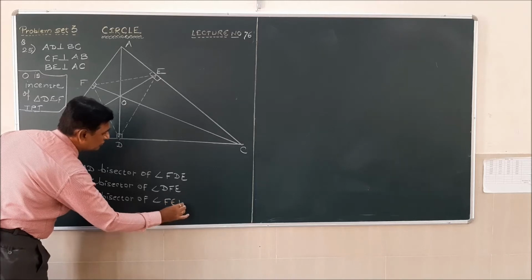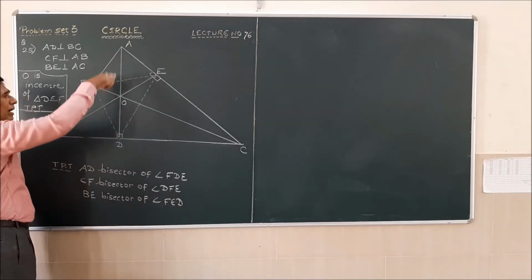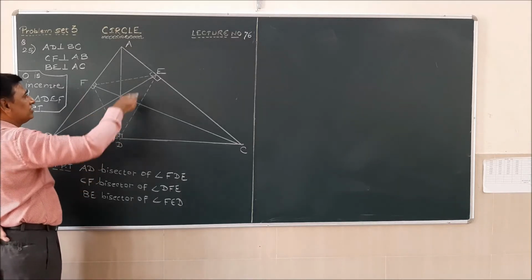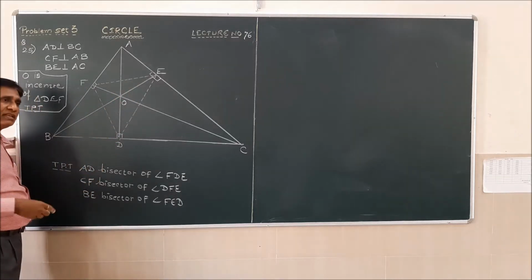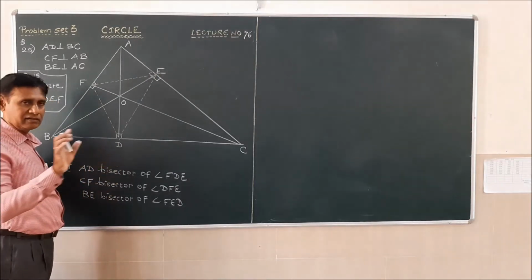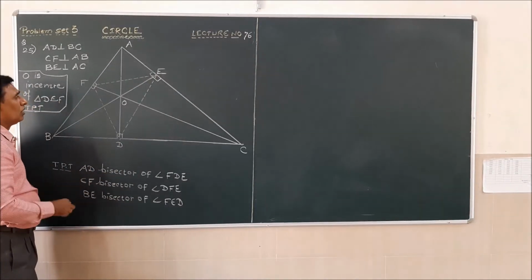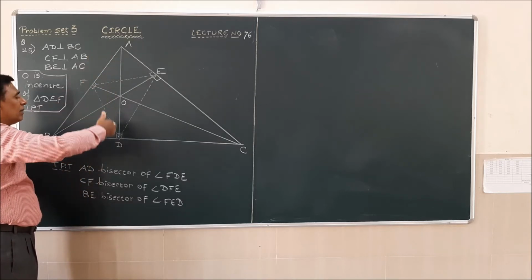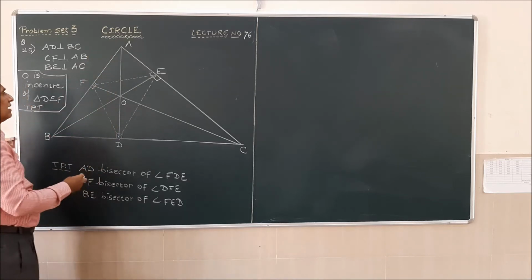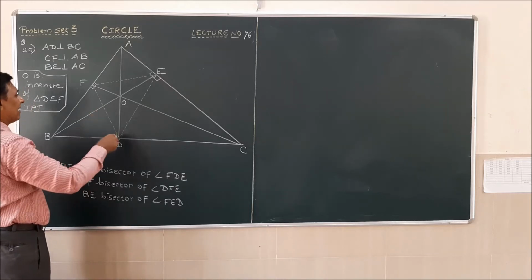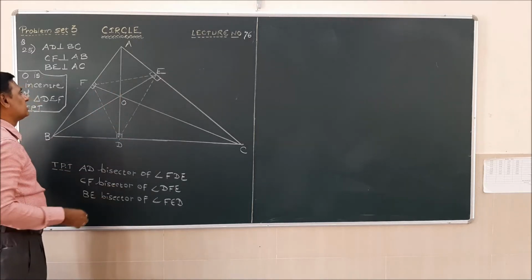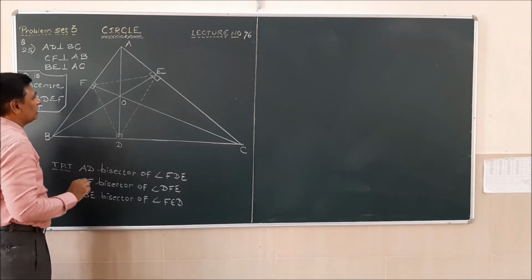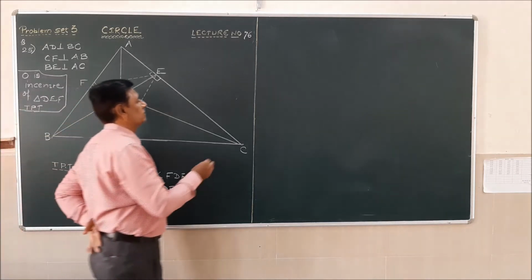Now, if we prove one, that AD is the angle bisector of FDE, that is sufficient. Then straight away we'll say the others are similar. So now my aim is to prove AD is the angle bisector of FDE. Please try to understand very, very carefully, dear students. Okay, proof.